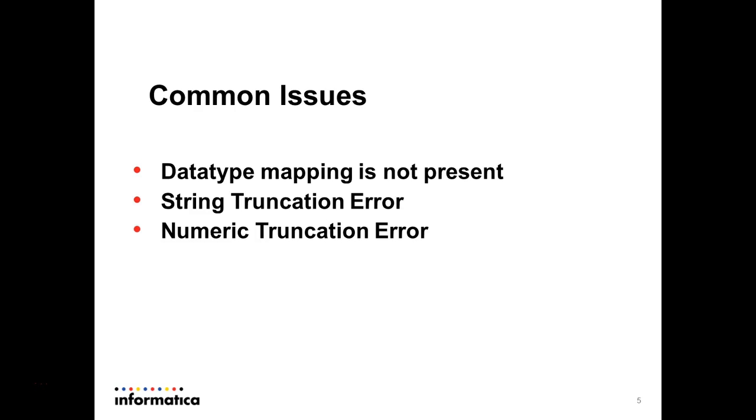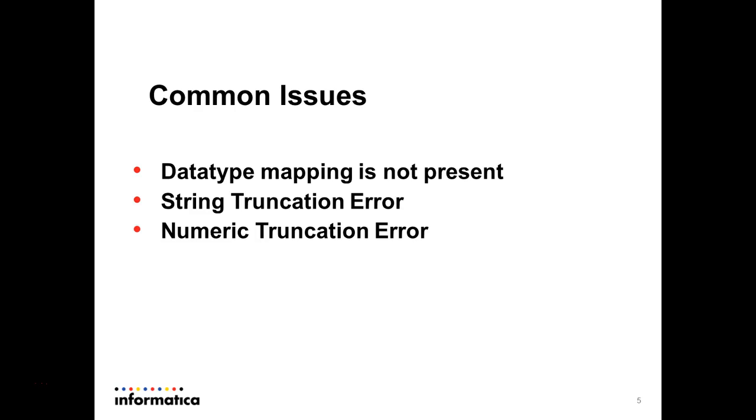A string truncation error ideally is the case where a particular data type mapping is already present for that data type, but data archive, when performing the loader job, is not able to accommodate the particular value in the string within the length that is specified in the vault. I'll be showing a live scenario where we have a string truncation error and how to resolve that issue.